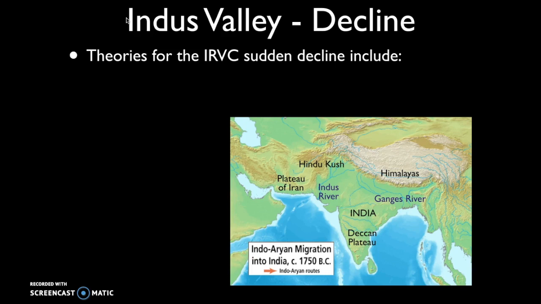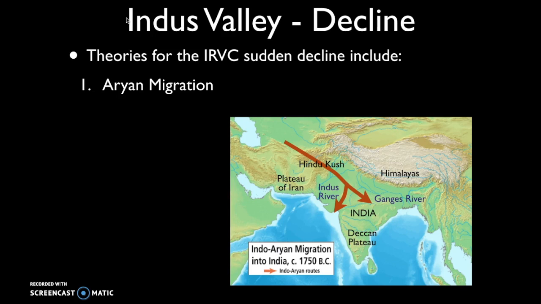So when we talk about the theories for the Indus River Valley's sudden decline, one might be they were just invaded. They were conquered by an external group. And there is evidence that there were some pastoral people, sometimes referred to as the Aryans, sometimes referred to as the Indo-Europeans, who were from Central Asia, who migrated into this region right around 1750 BCE. Now, the problem with this theory is that there's evidence to suggest that this migration did happen after the decline and collapse of the Indus River Valley civilization.